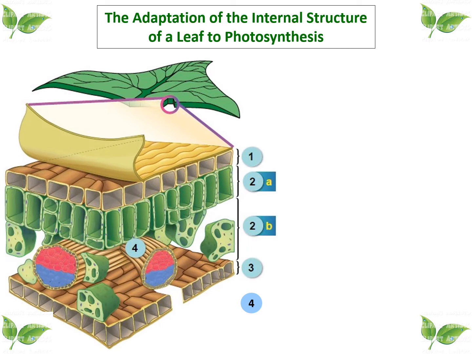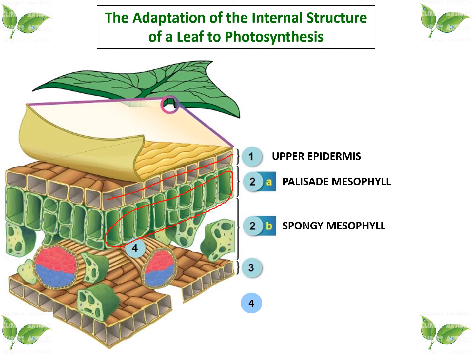Let us study the cross-section of a leaf. Number one is upper epidermis. Okay, this part is upper epidermis. The second layer is palisade mesophyll. This one is arranged vertically, closely packed, to allow maximum absorption of light. So here is an abundance of chloroplast. And number 2B is spongy mesophyll, loosely arranged, so that the gaseous exchange can occur efficiently.